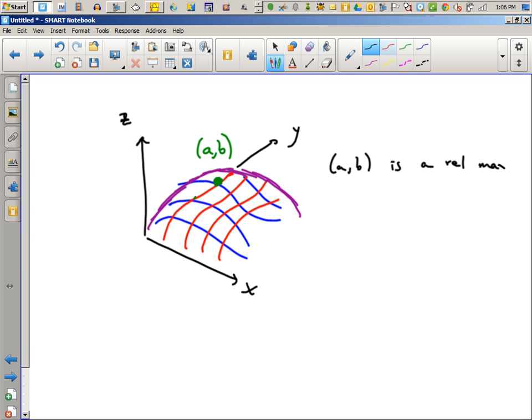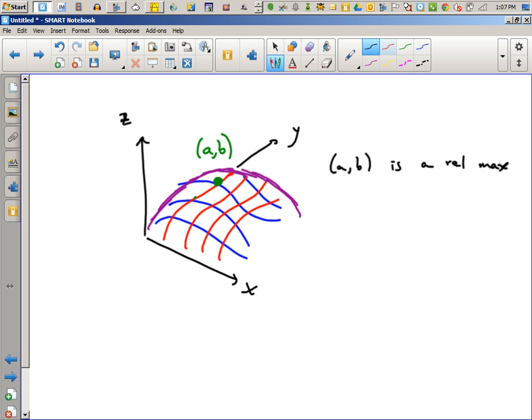Do I mean that it has the biggest y value around? Because that's what it used to mean. I don't think that's what it means anymore. I don't think it means that AB is the highest y value around. That's not what it means anymore. What does it mean? The highest z value around, right?